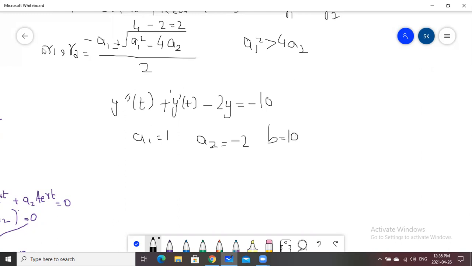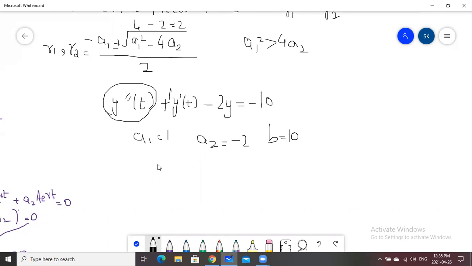Now when we are solving higher order linear differential equations or second order differential equations, we take this whole term equal to 0. The coefficient with the first order derivative is equal to 1, therefore A1 is equal to 1. The coefficient with no derivative is equal to minus 2, and this coefficient is referred to as A2. The term on the right hand side of the equation is always referred to as B.